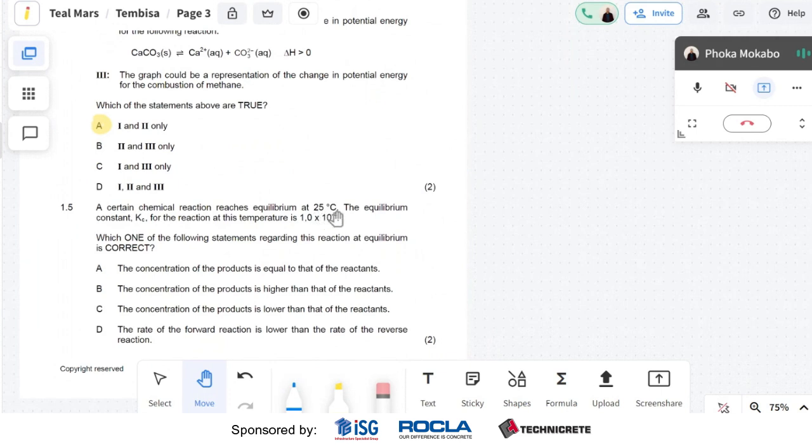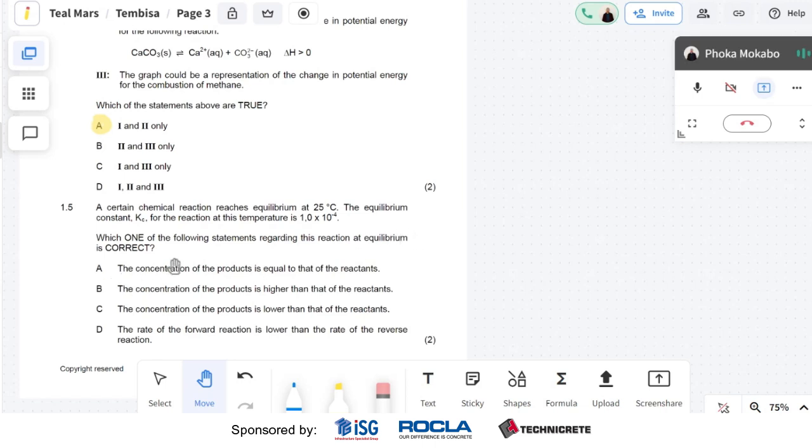The reason why they have to specify temperature is because, remember, the Kc value will change only in the presence of a temperature change. Then they say the equilibrium constant for this reaction is a specific number, 1 times 10 to the negative 4. So, which one of the following statements regarding this equilibrium reaction is correct?